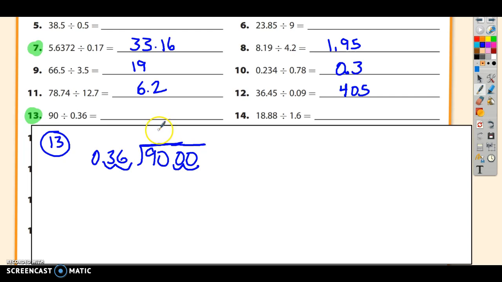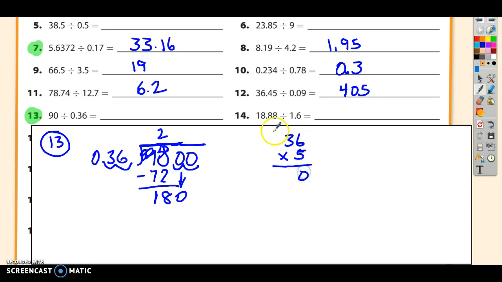36 goes into 90 only twice. You might guess 3 times. 3 times 30 is 90, but that'd be a little too high. 36 times 2 is 72. And if you borrow here, you're going to end up with 10 minus 2 is 8, and 8 minus 7 is 1. And annex a 0. And how many times does 36 go into 180? It's anybody's guess. It's going to be a few, 5, 6, 7, something like that. So you could start by guessing just 5. And that is the right answer. I'm acting like you didn't know that, but it is.